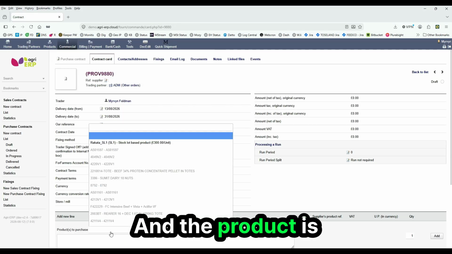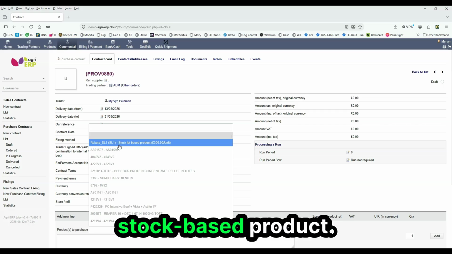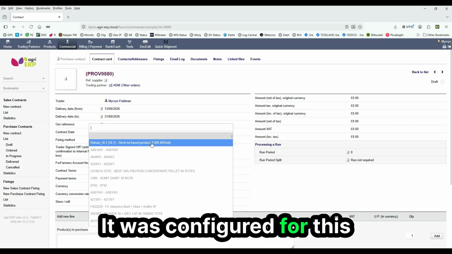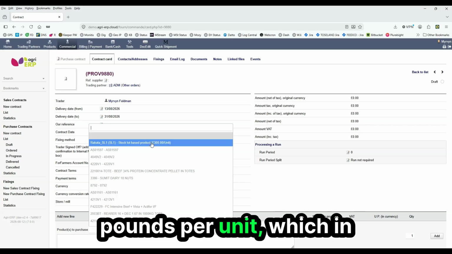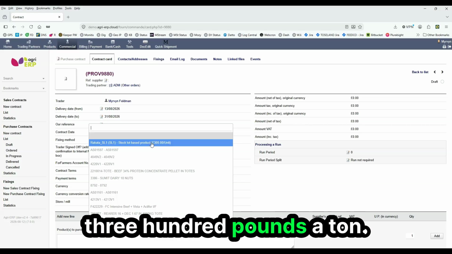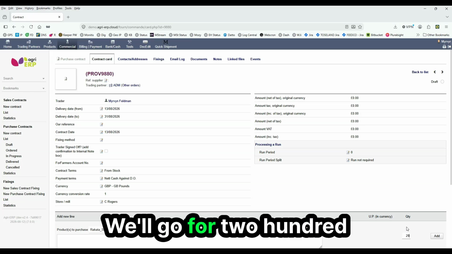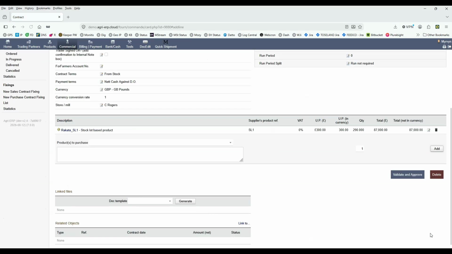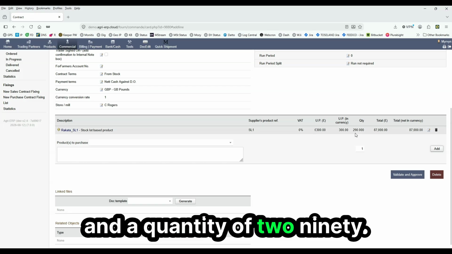And the product is this demo one that I put on the system, Ricata SL1, which is a stock lot based product. It was configured for this trading partner to default at £300 per unit, which in this instance is a ton, so it's £300 a ton. And how many tons do we want? We'll go for 290 tons. So at this stage, we've got a unit price of 300 and a quantity of 290.